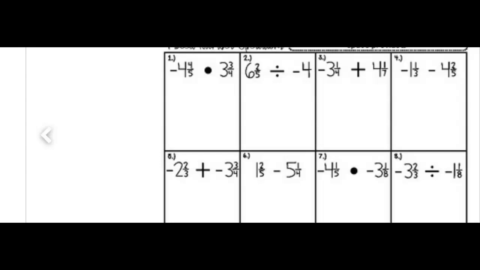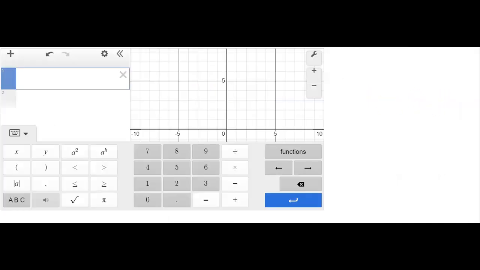All right, so in this video, we are going to practice using the Desmos calculator for mixed number operations. So we'll do an example of multiplying, dividing, and adding and subtracting, and we'll just do these first four. So you'll need your Desmos online calculator. So the first one was -4 and 4/5 times 3 and 3/4.